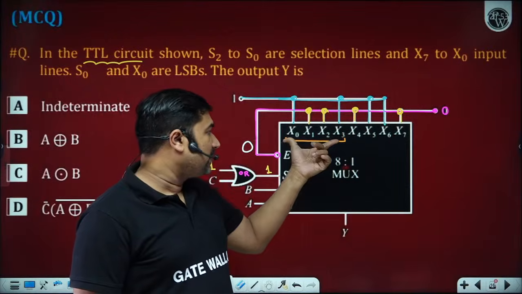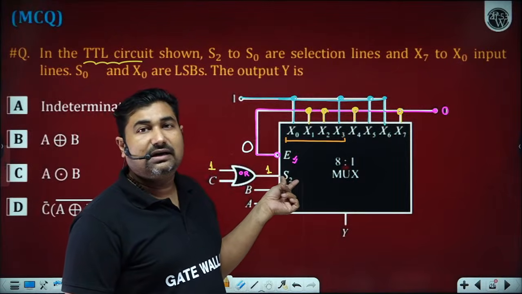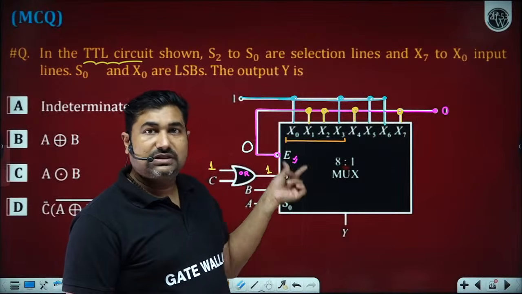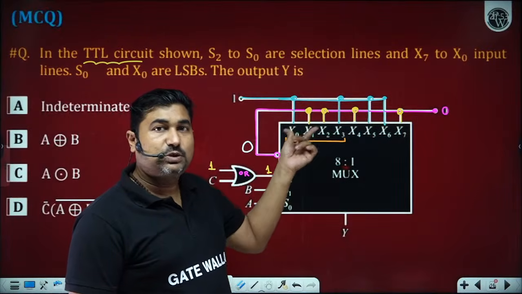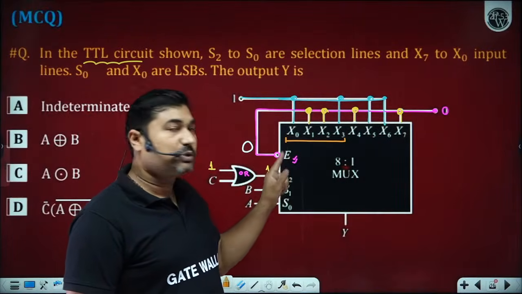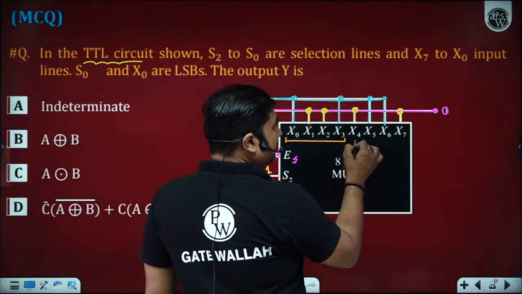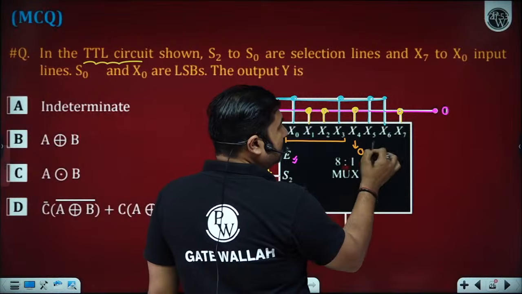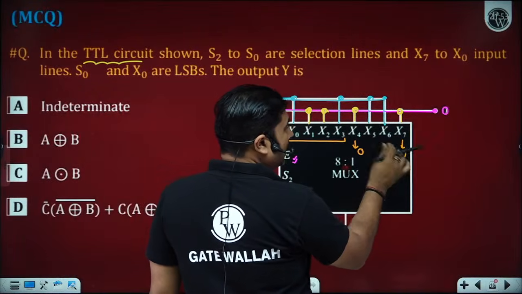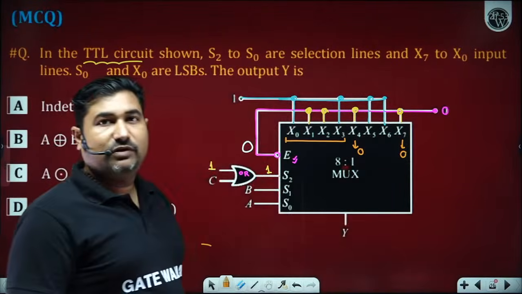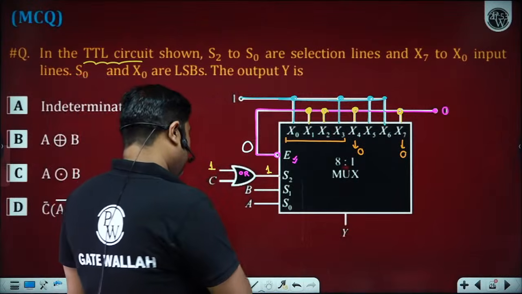Here, up to this part, your S2 is 0. S2 is 0. Is it okay? Because we are getting S2 bar. S2 is 1, S2 bar is 0. And from here to here, it gets enabled. But this is 0, so we will get 0. This is 0, so we will get 0. So now only X5 and X6 information is going to be transferred to output Y.